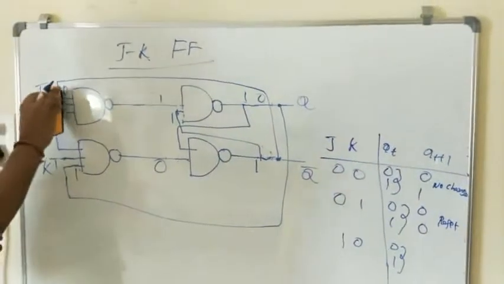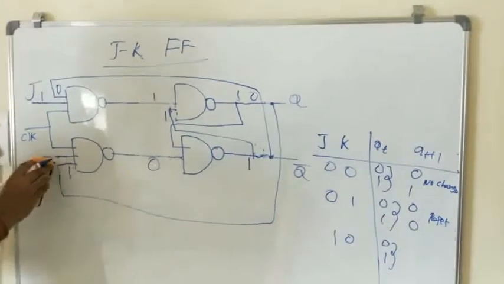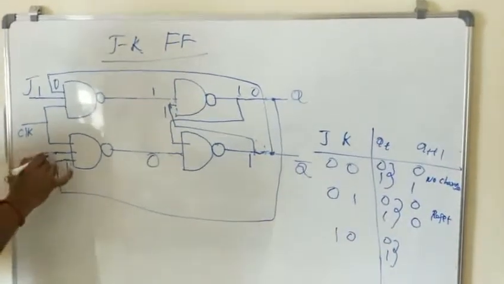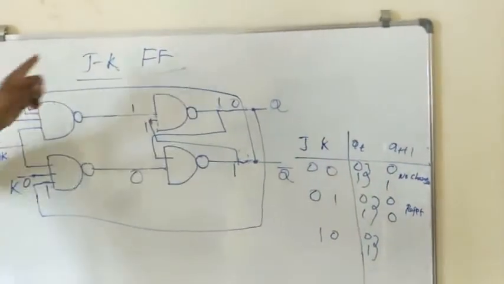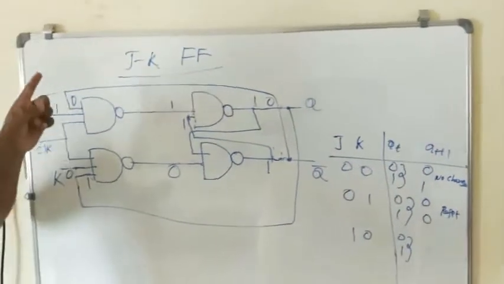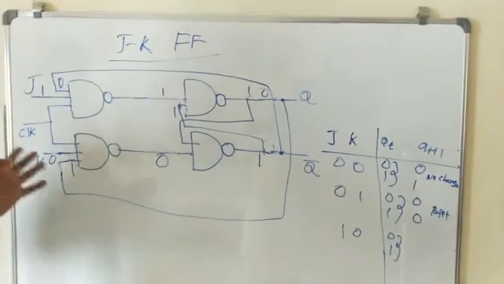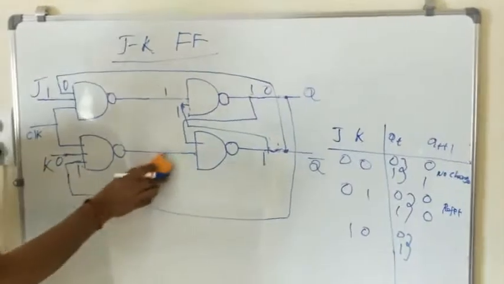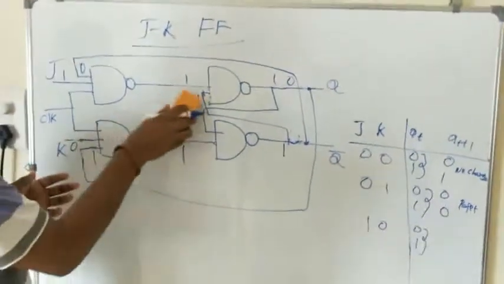So now J is 1, K is 0. If the value of the input is 1, we are dependent on other inputs. Whether the other inputs are 0 or 1, we have to check. If K is already 0, we need not bother about that. The output of the NAND gate is going to be always 1 here.